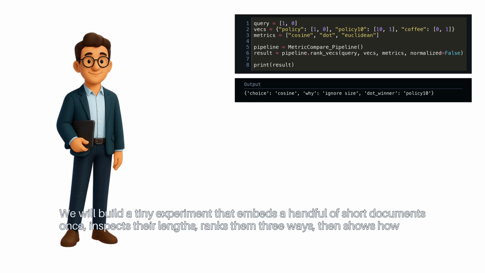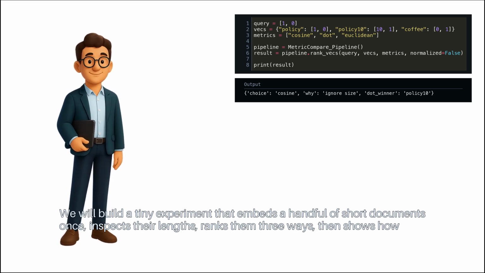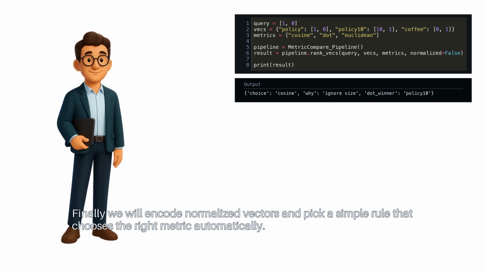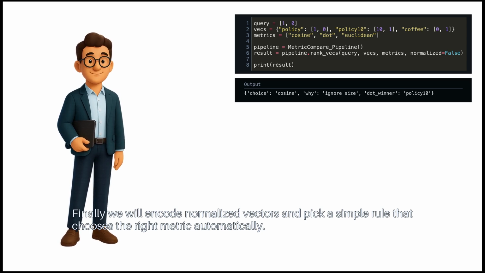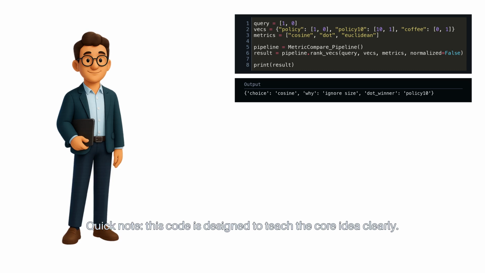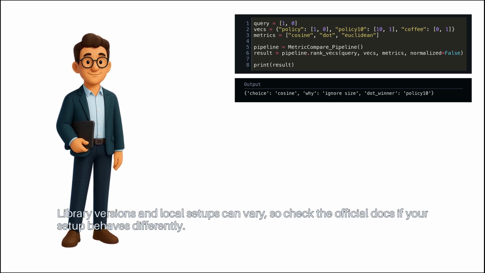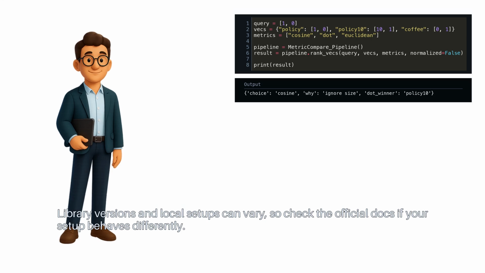We will build a tiny experiment that embeds a handful of short documents once, inspects their lengths, ranks them 3 ways, then shows how scaling a single vector changes the winners. Finally, we will encode normalized vectors and pick a simple rule that chooses the right metric automatically. Quick note, this code is designed to teach the core idea clearly. Library versions and local setups can vary, so check the official docs if your setup behaves differently.